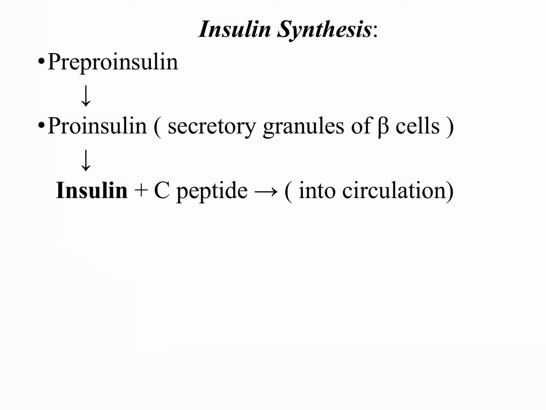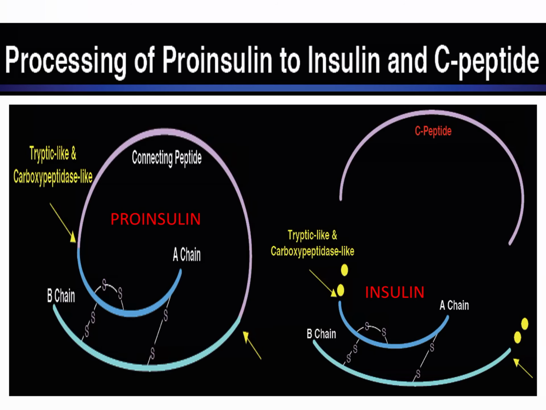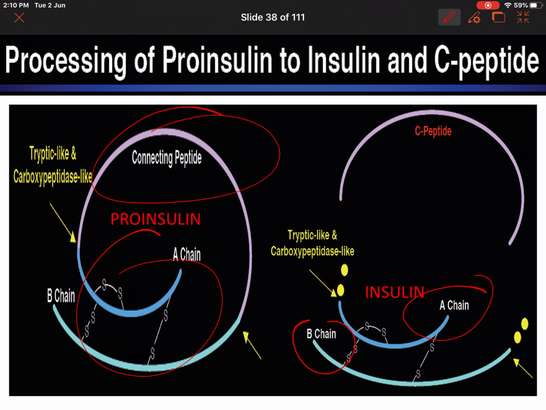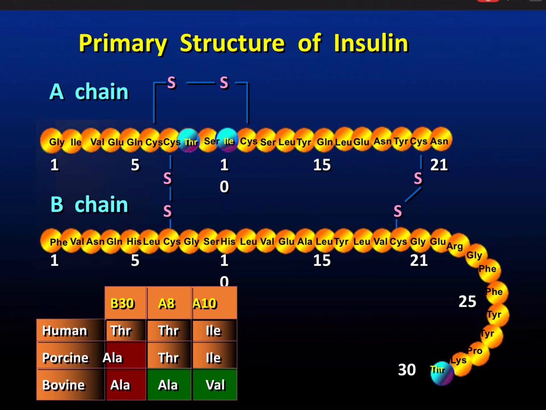First, let's try to understand how insulin is synthesized. Insulin is synthesized as preproinsulin, which is broken down to proinsulin, which is further broken down to insulin and C-peptide. What is the C-peptide? Insulin has two chains, A chain and B chain. These two are connected by the C chain, that is the connecting peptide or the C-peptide. The whole thing is proinsulin. This is broken down to insulin plus C-peptide. For every one molecule of insulin secreted, one molecule of C-peptide is secreted.